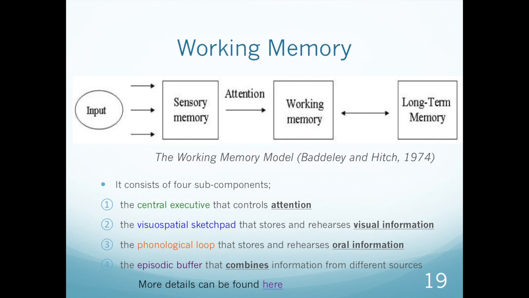The first is called the central executive, and this one controls attention. The second is the visuospatial sketchpad, and it stores and rehearses visual information. The third is the phonological loop. This one stores and rehearses oral information. And the fourth is the episodic buffer that combines information from different sources. Now, this model is explained and analyzed at the link that I'm providing on page 19, and you can explore it and check it further.